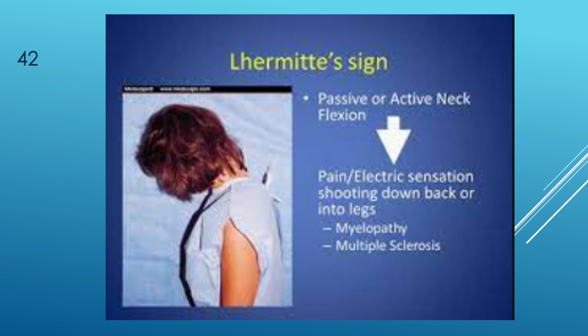The positive Lhermitte's sign. This is an electric shock-like sensation down the spine or into the limbs with neck flexion, indicating spinal cord irritation or compression. And vertebrobasilar insufficiency, so reduced blood flow to the brainstem due to compression or instability in the upper cervical spine, leading to symptoms like visual disturbances, loss of balance, ringing in the ears or tinnitus, and difficulty swallowing.